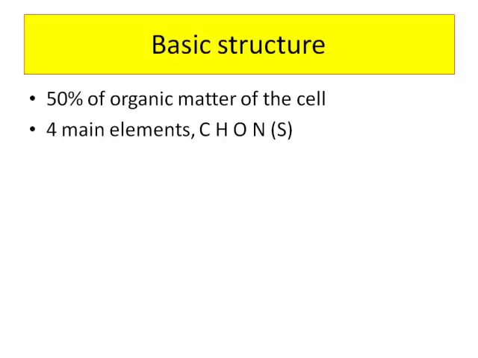First of all, about 50% of the organic matter of the cell is made up of proteins, and there are four main elements in the protein itself. That's carbon, hydrogen, oxygen and nitrogen, and we'll see also there's a very limited amount of sulfur.